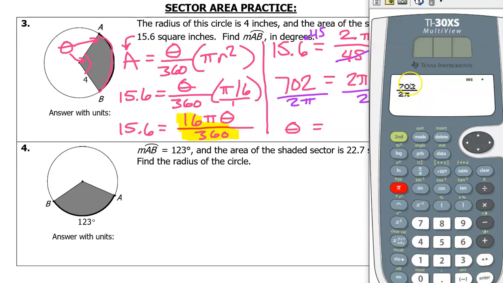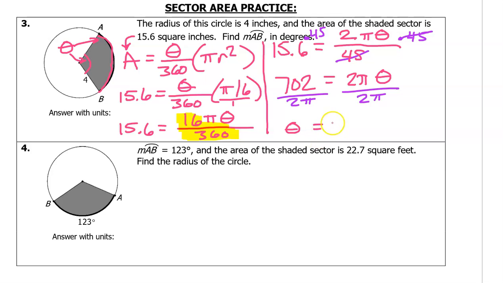By the way, when you do 702 divided by 2 pi, please notice that you will get a different answer if you set it up as a fraction like this. So this is the correct answer, 111.73. Let me go ahead and write that down. 111.73 degrees. Let's get those units in there. All right, so this problem is done.